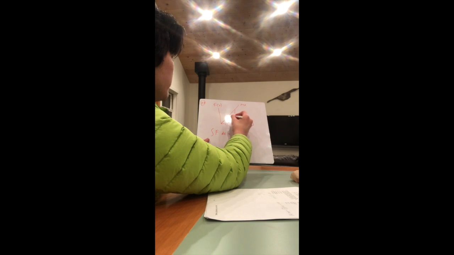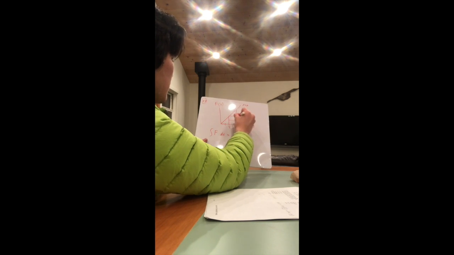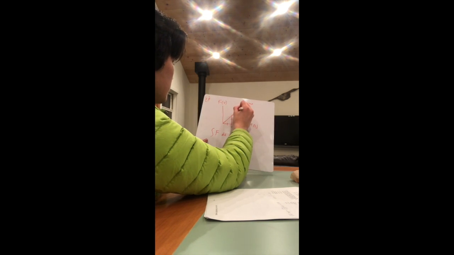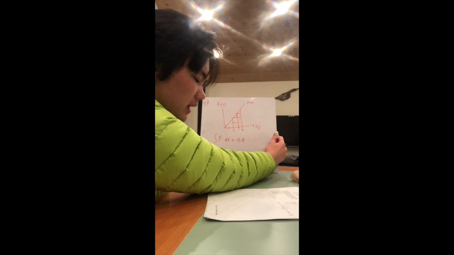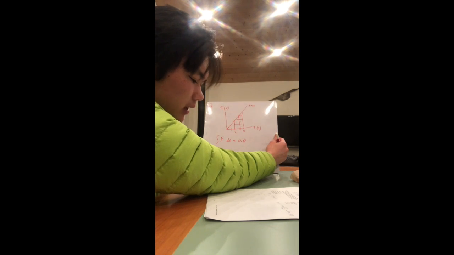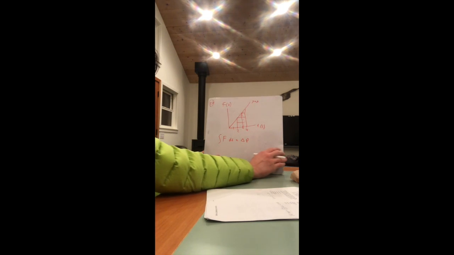And this is the line y equals x. So we basically have this sort of shape right here where we have 1, 2, 3, 4, 5, 6. The area is 6, meaning that the change in momentum is 6 kilogram meters per second, which is answer D.